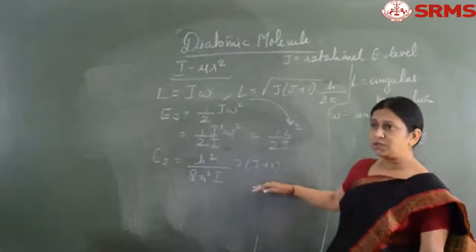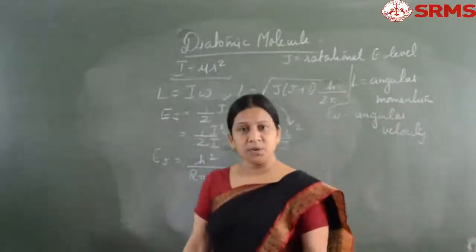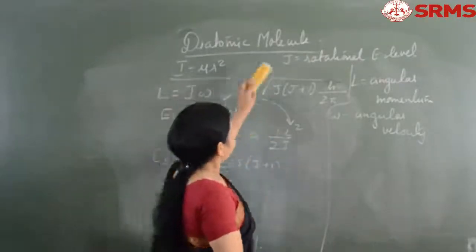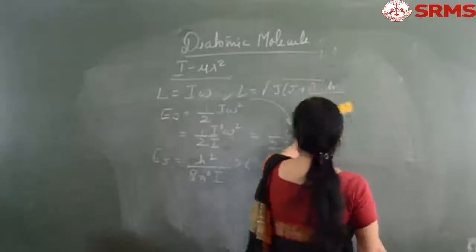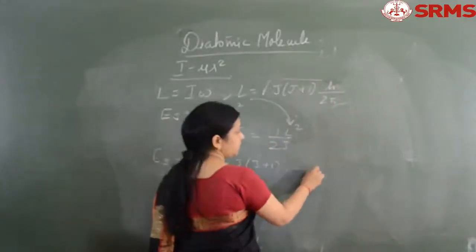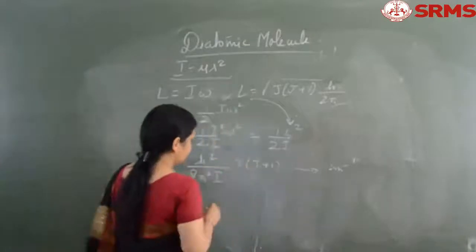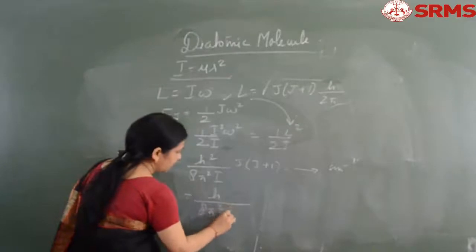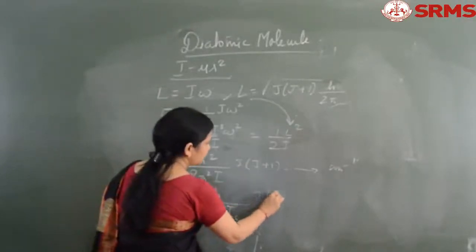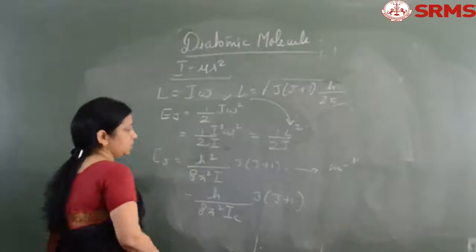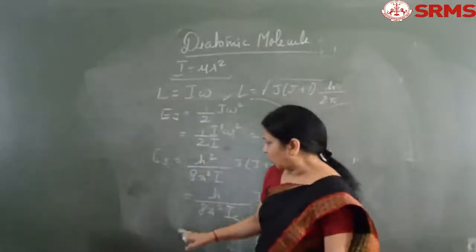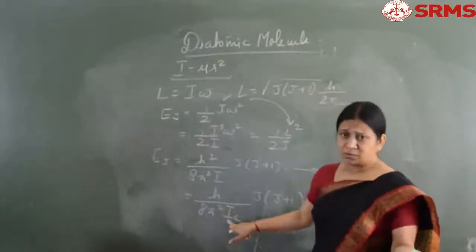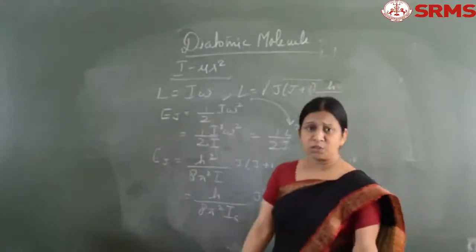Now if I have to convert this energy into centimeter inverse, then I divide this equation by Hc. So when I divide this equation by Hc to get this energy into centimeter inverse, then I get h over 8 pi square Ic J(J plus 1). So this is the equation. Now all these terms are constant. h is Planck's constant, I is moment of inertia, and c is velocity of light.